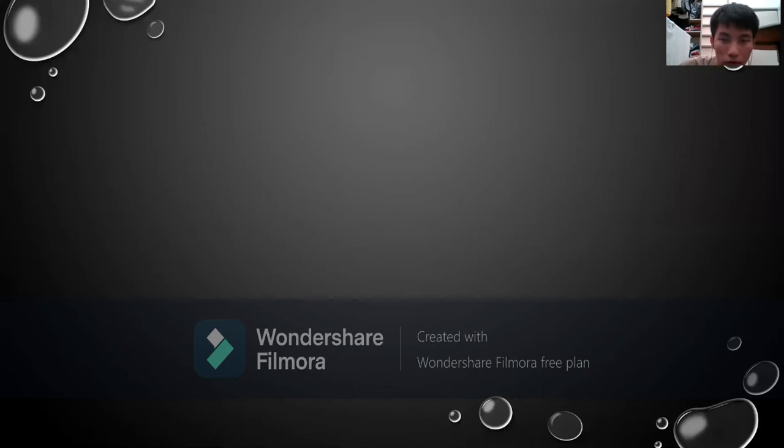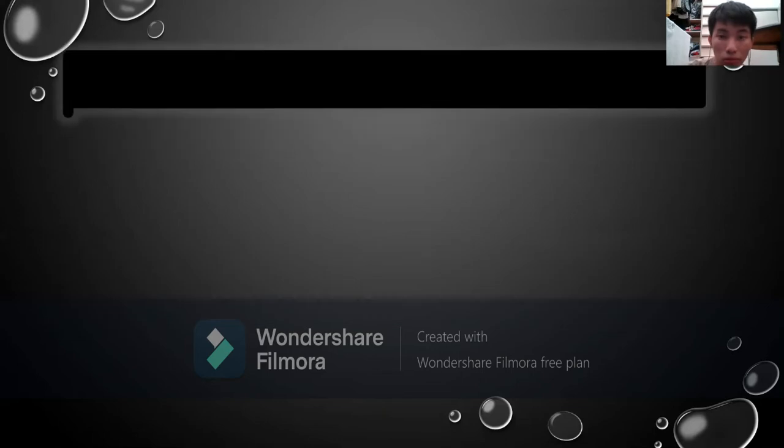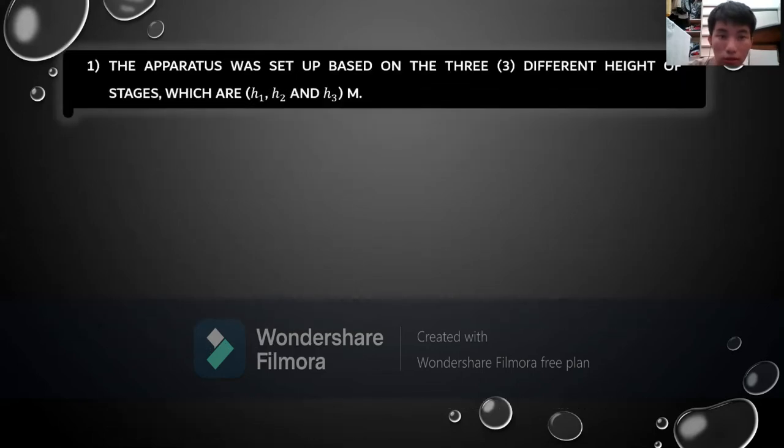For this experiment, the procedure and the setup are actually not that complicated compared to the previous experiment. Right now I'm going to explain about it. The first step is the setup. We set up the experiment based on 3 different heights, which are H1, H2, and H3.